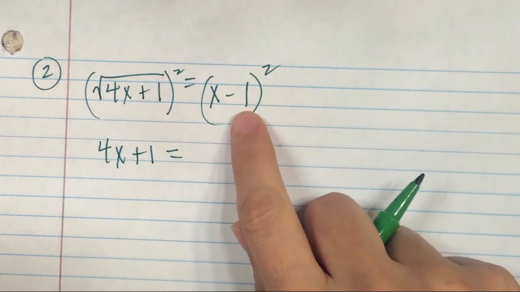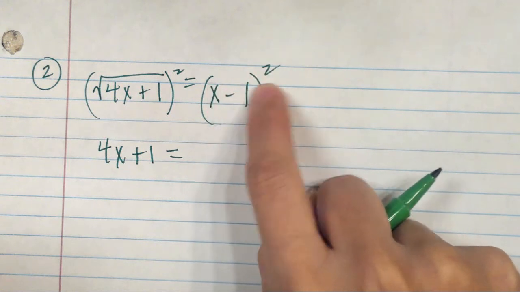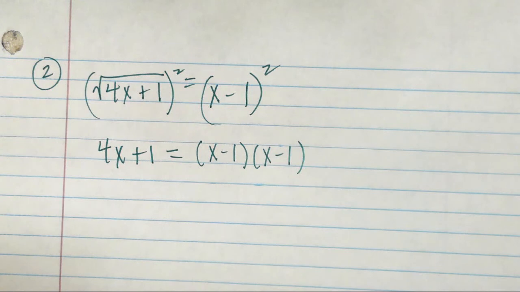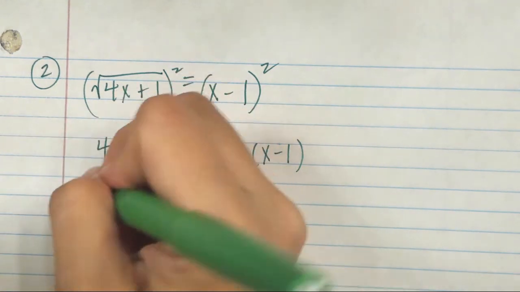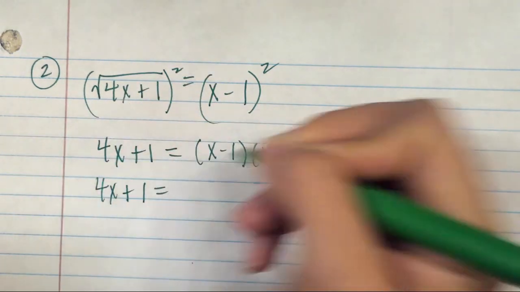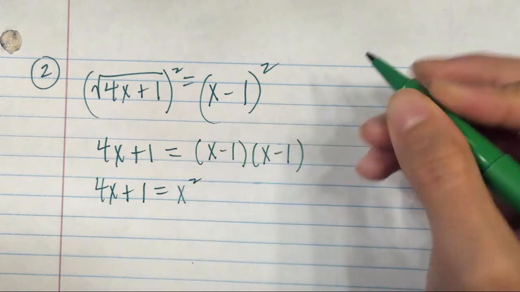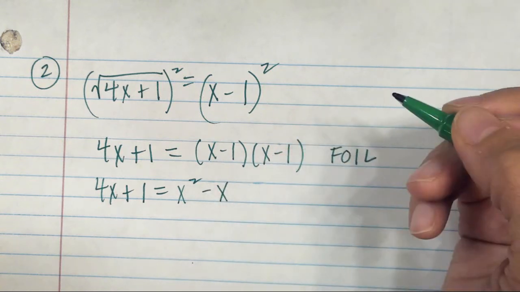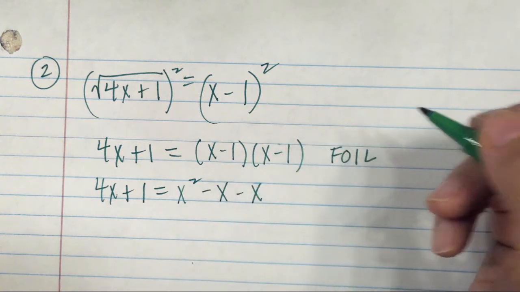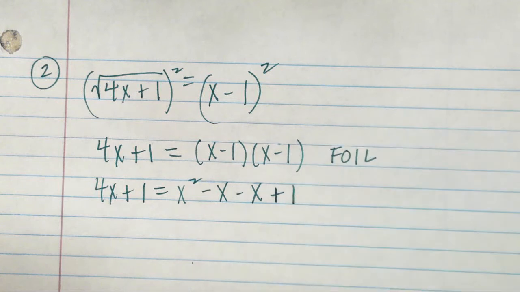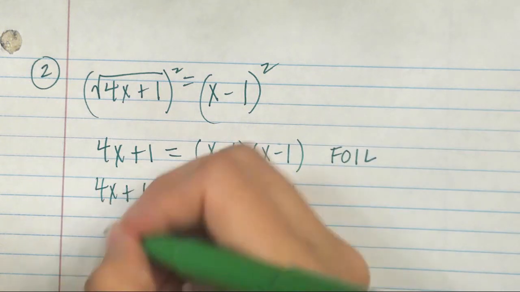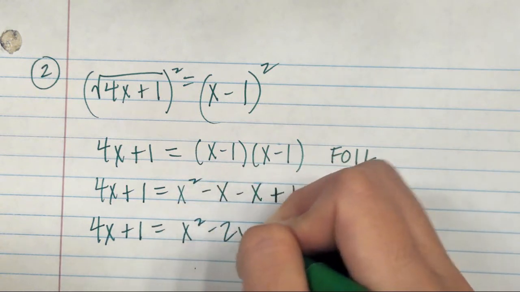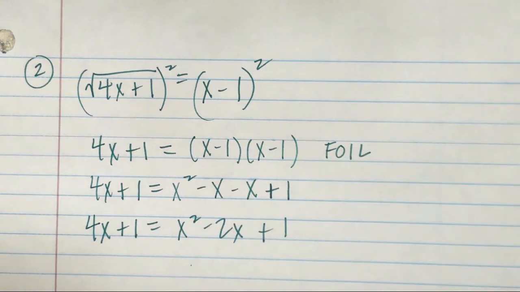Now here's where it's tricky. You cannot distribute this square. You have to FOIL it. Just like that. So I have 4x plus 1 equals, here I get, first is x squared, outer you get negative x, inner you get negative x, and then last you get positive 1. And so bring everything down, 4x plus 1 equals x squared minus 2x plus 1.